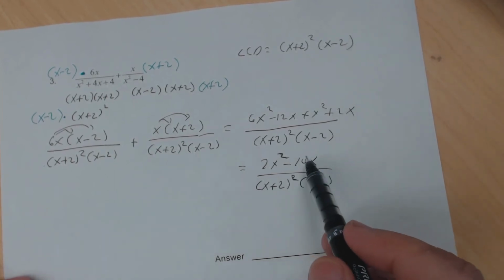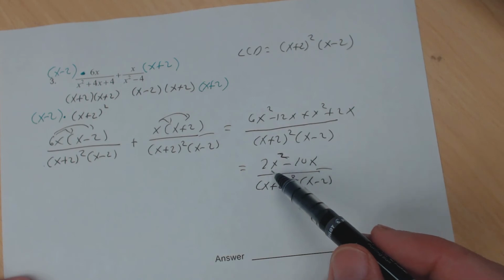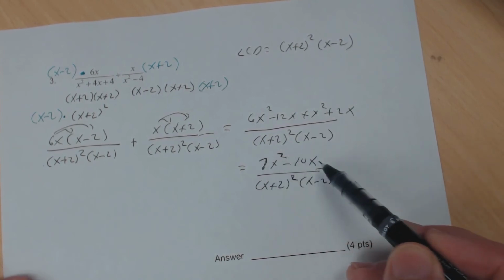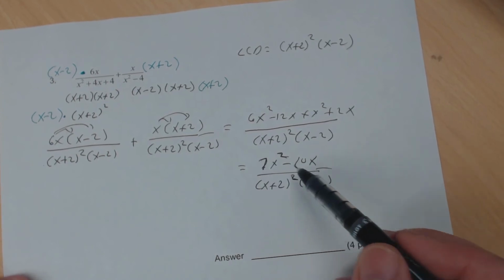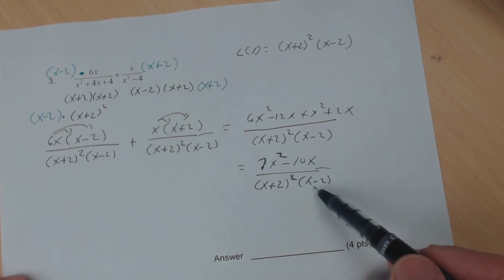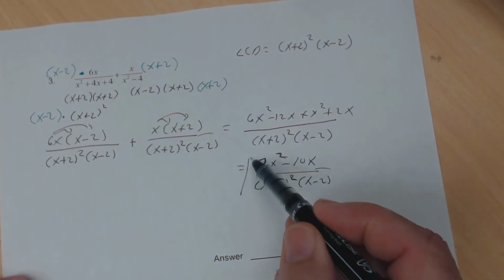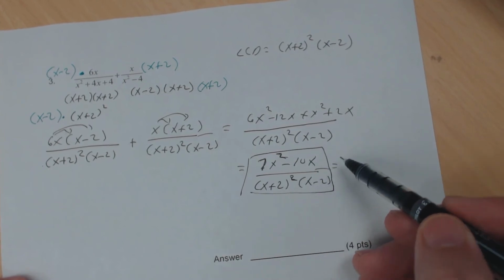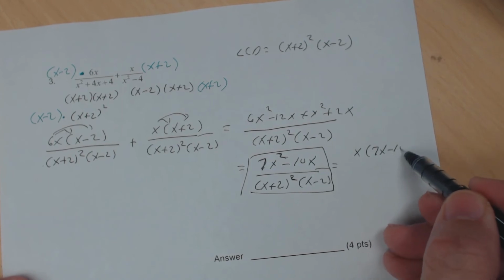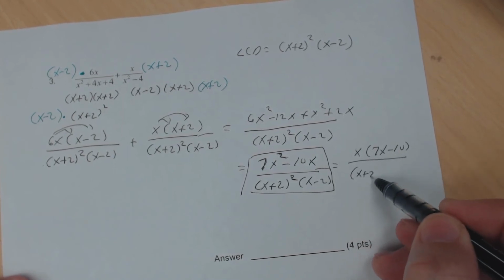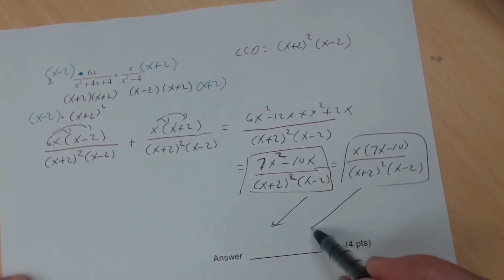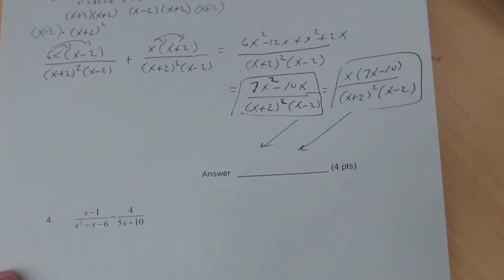Now, remember the next step was to factor your numerator to see if you can reduce any factors. Now, you could do this in your head and notice that if I were to take out an x, it wouldn't help. None of these factors up here would divide out with anything down there. So you could leave your answer like this. Now, if you wanted to go ahead and factor the numerator, you can. You would just have x times 7x minus 10 divided by x plus 2 squared times x minus 2. So either one of those would be a solution.